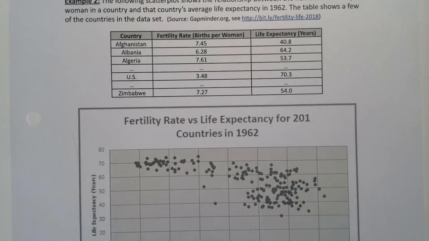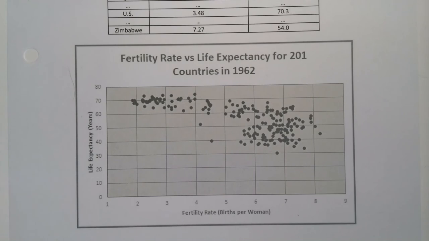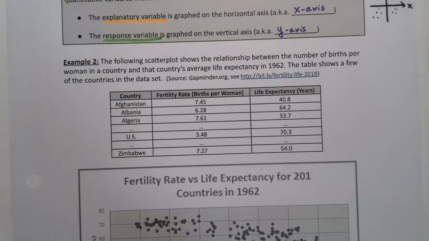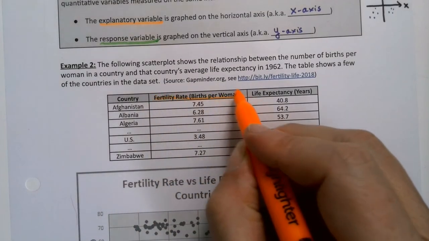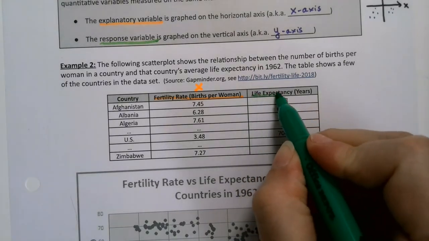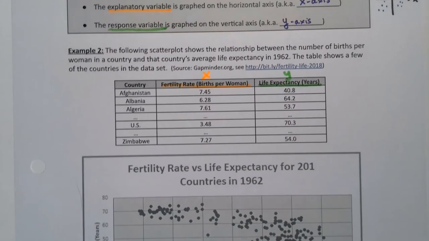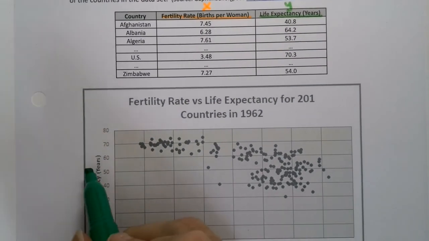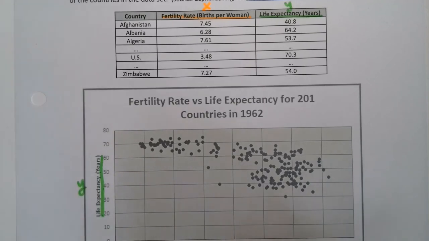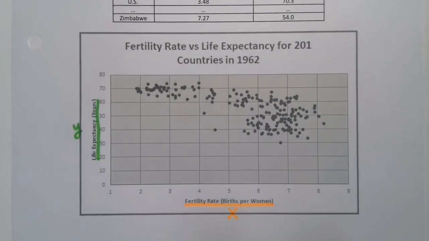All right, so you can see here the explanatory variable is on your x-axis. So it's right here. That's the fertility rate, which is the number of births per woman. And if you like, you can highlight it up here. This is your explanatory variable. This is your x. Your response variable is the life expectancy, which is the y. And you can see it because over here, it's on the y-axis. All right, now we're going to use this graph to answer a whole bunch of questions in the next page.